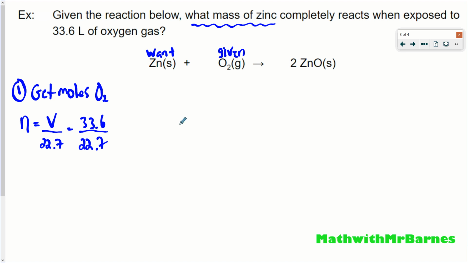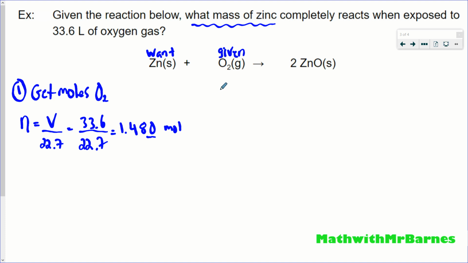We end up with 1.480. I'm just going to underline that number, which is not significant. Moles. All right, so we got three sig figs going on here in this first little bit, so we got to be careful to keep three sig figs in our answer. So now I've got the moles of O2.